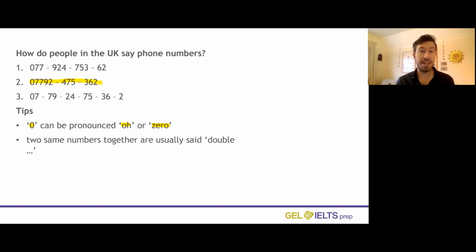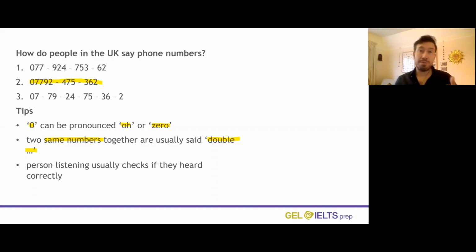Another thing to remember is that 2 of the same numbers together are usually said as "double" something. So you could say this 07792, or you could say 07792. Both of those ways are fine. 07792 or 07792 are both possible.